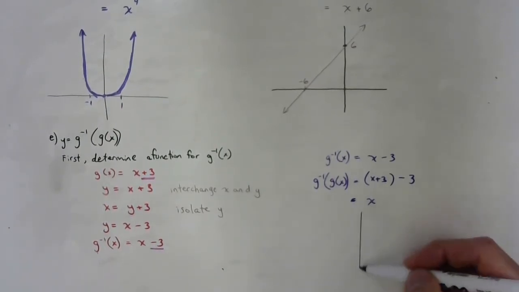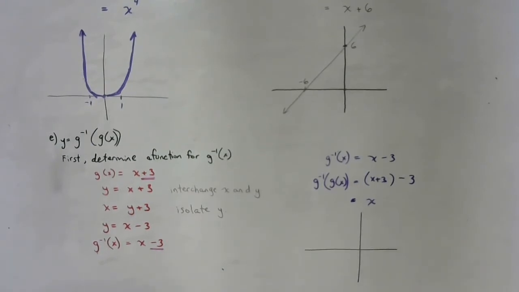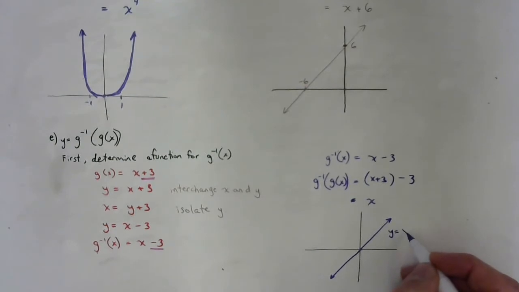And graphing x, it's just a linear equation. It's a diagonal line through 0, 0, passes through 1, 1, 2, 2, 3, 3, 4, 4, negative 1, negative 1, negative 2, negative 2, negative 3, negative 3. Okay, this is y equals x. Domain and range, no restrictions.